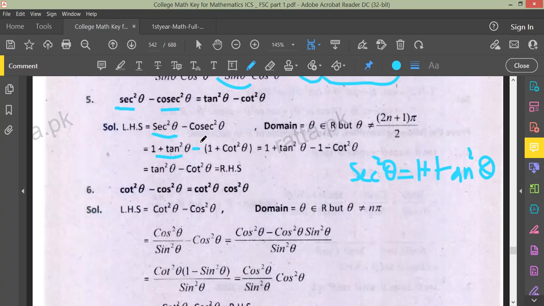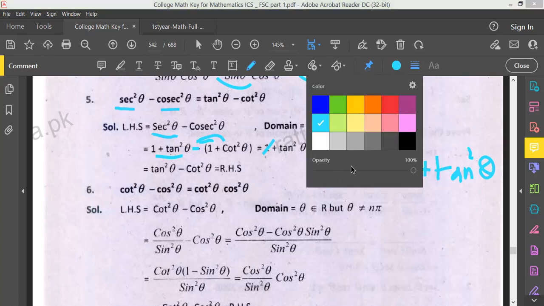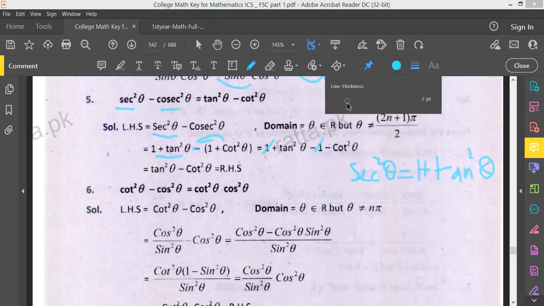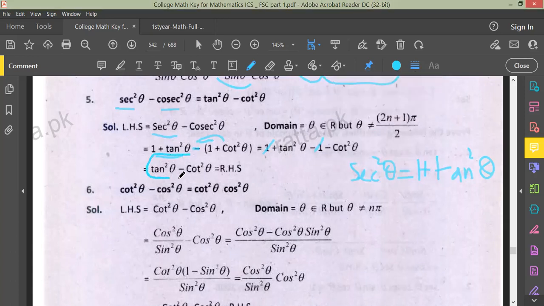So if we multiply this minus to 1, this will be equal to minus 1. Similarly, this will be equal to minus cot square theta. So this will be equal to 1 plus tan square theta minus 1 minus cot square theta, and plus 1 and minus 1 will be cancelled out. So this will be equal to tan square theta minus cot square theta. So this tan square theta minus cot square theta is the right hand side of question number 5.